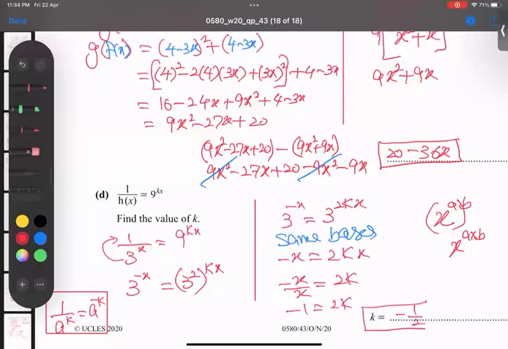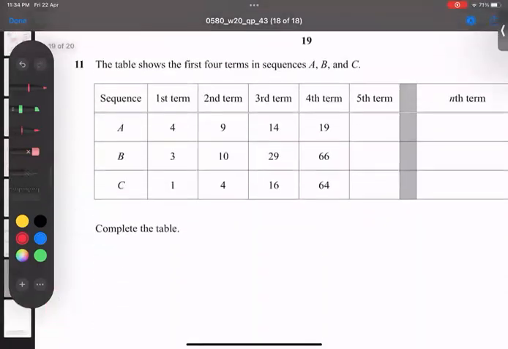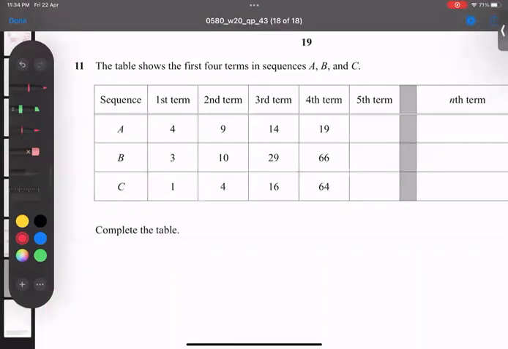Alhamdulillah, we have done it. So now let's go for the next sequence question. I think the last question of the paper.